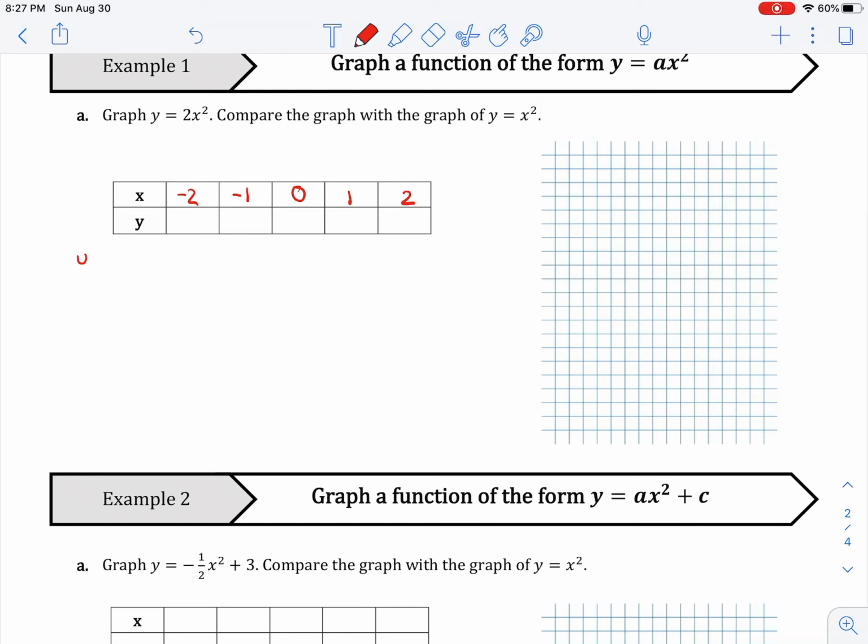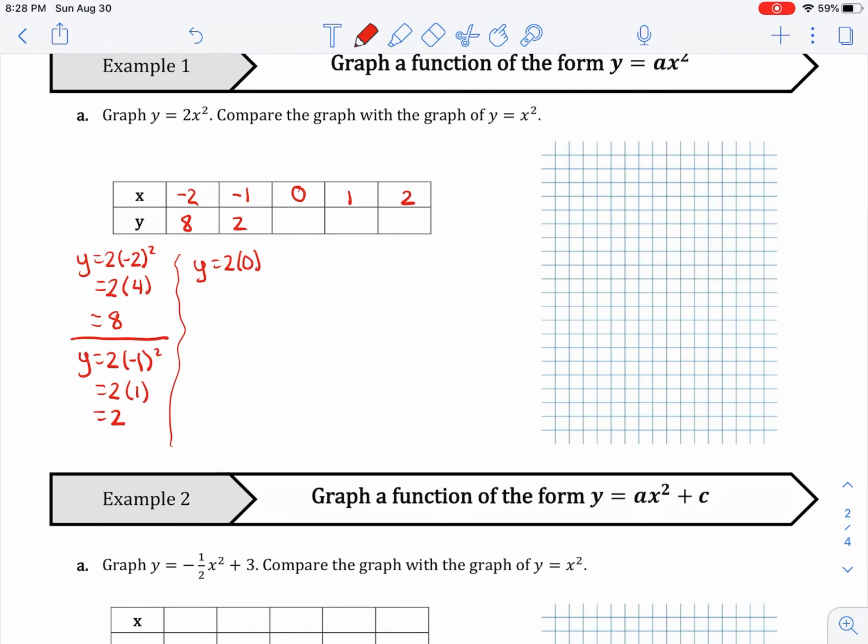So if we do this, let's start with -2. So we have y equals 2 times -2 squared. In this case, that would be 4, which would be 8. Okay, that's our first value. Second one, 2 times -1 squared. So it would be 2 times 1, which is just 2. And then our third value, y equals 2 times 0 squared, which would be 0.